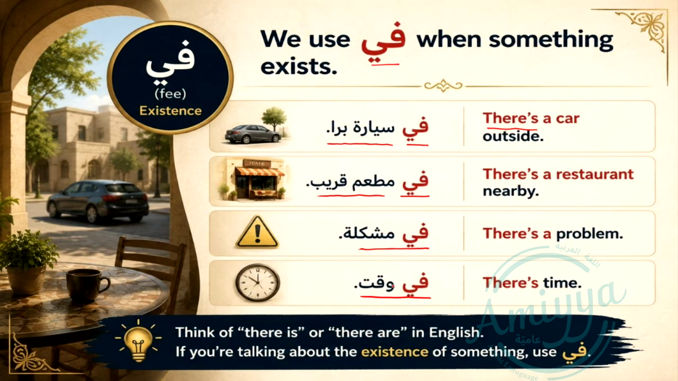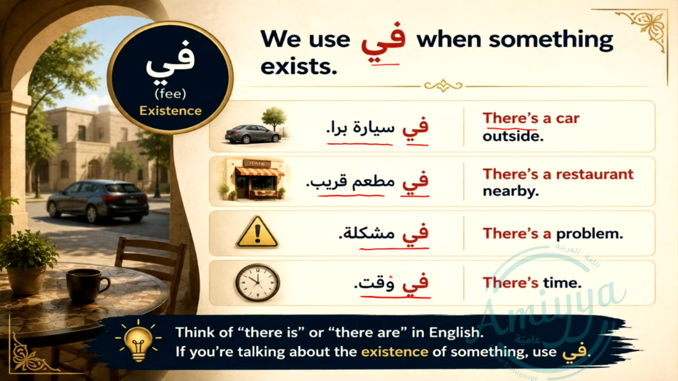Notice something? Every example we just saw is talking about something that exists. A car, a restaurant, a problem, they are all things that are there. That's why we use fi.